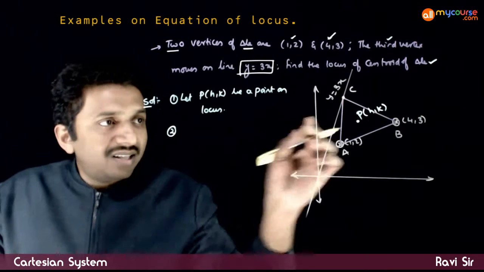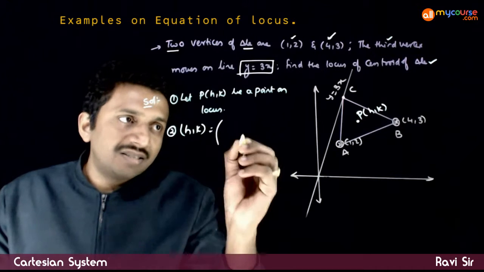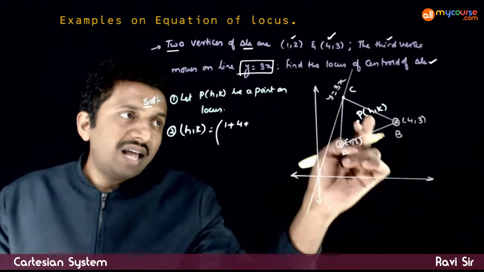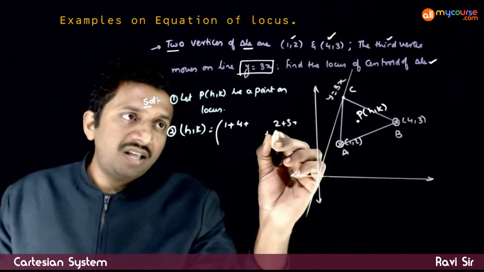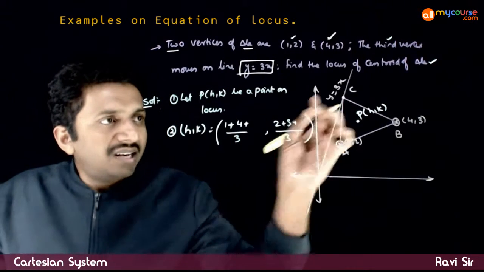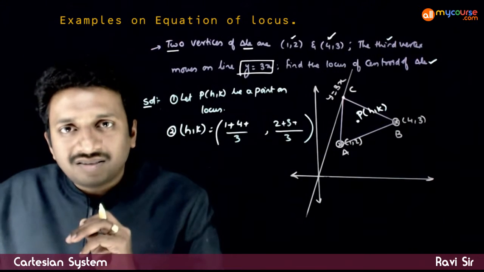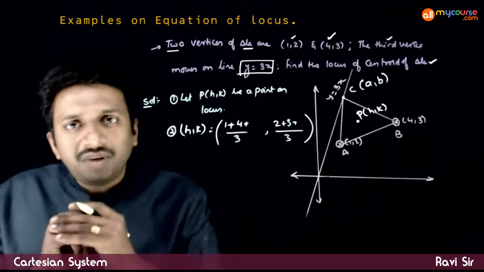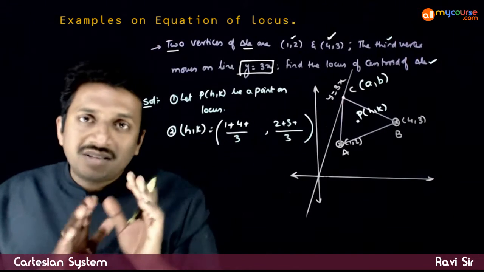Now, how do I write the equation corresponding to this centroid? (h, k), by formula, is ((1 plus 4 plus x coordinate of C) by 3, (2 plus 3 plus y coordinate of C) by 3). If I have to complete this equation, I need some way to represent this point C. So let us say that the point C is of the form (a, b). These are the variables that I am assuming. As C moves, the coordinates a and b change.